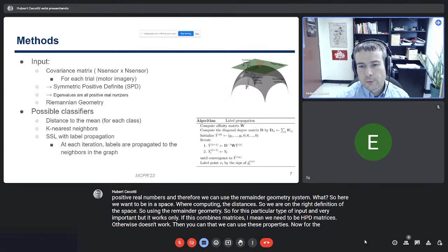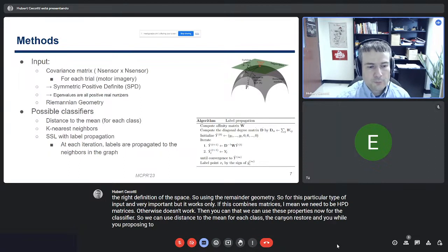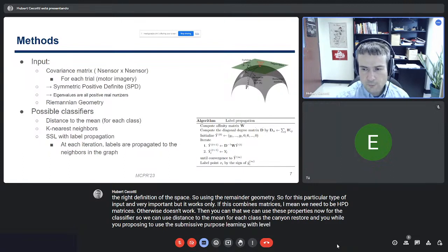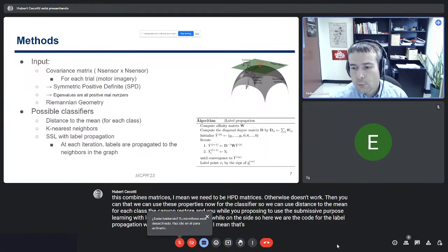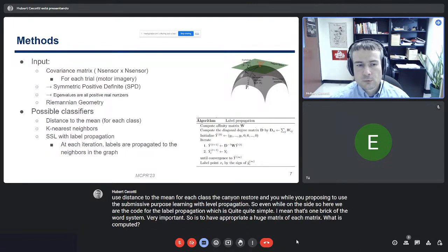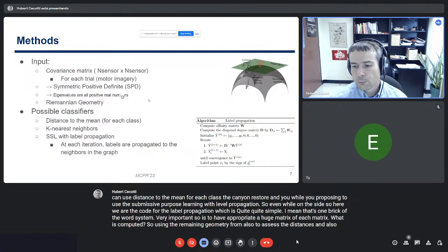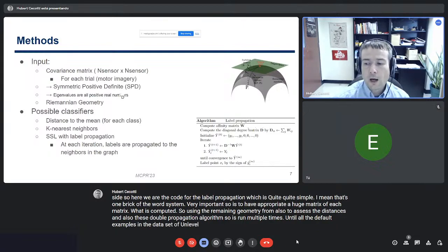Now, for the classifier, we can use the distance to the mean for each class, or the nearest neighbor, and here we're proposing to use semi-supervised learning with label propagation. On the side, here we have the pseudocode for the label propagation, which is quite simple. That's one brick of the whole system. Very important is to have the appropriate affinity matrix, computed using the Riemann geometry framework to assess the distances, and also this label propagation algorithm is run multiple times until all the examples in the dataset of unlabeled examples are labeled.